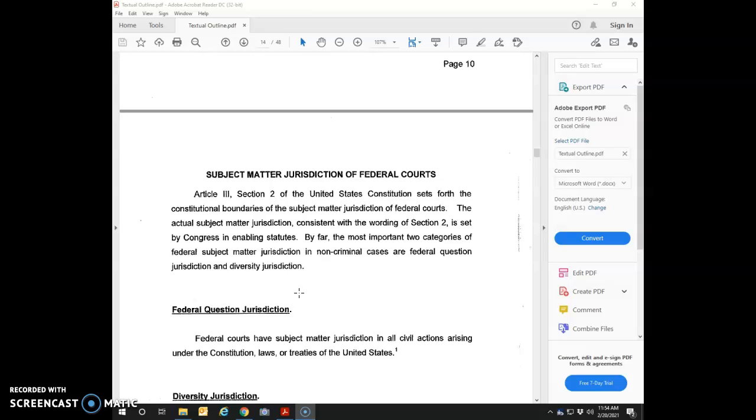So in New York State, by way of example, if you see a car accident and someone receives a serious injury and they're going to bring a lawsuit against the other driver, the lawsuit will be based on what we call the tort of negligence, and that is a claim then that would be raised under the state law of New York.